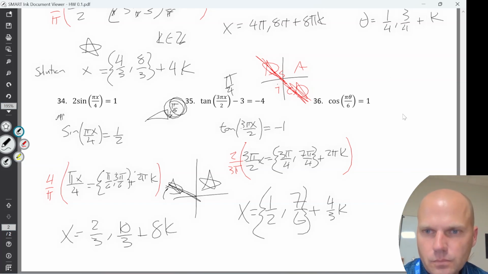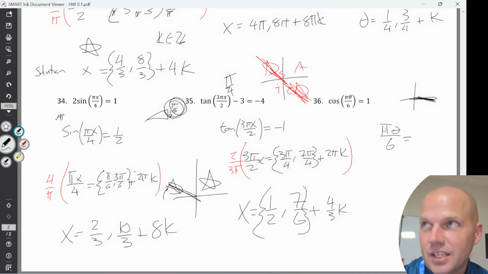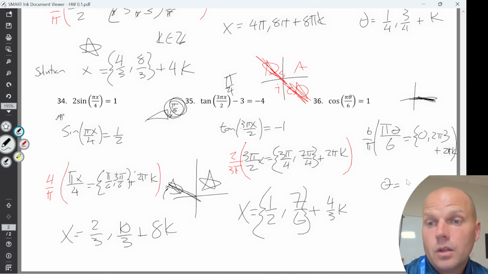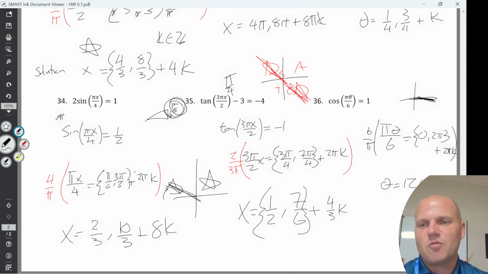And yeah, we're good. The angle where cosine is 1 is 0 and 2 pi. So pi theta over 6 equals 0 or 2 pi, and multiples of 2 pi, which means you're really just talking about multiples of 2 pi, but whatever, let's start with that. Multiply by 6, divide by pi. That gives me 12 plus multiples of 12. Think about this, 12 plus multiples of 12. It's really just multiples of 12. But this is fine. This is totally cool.